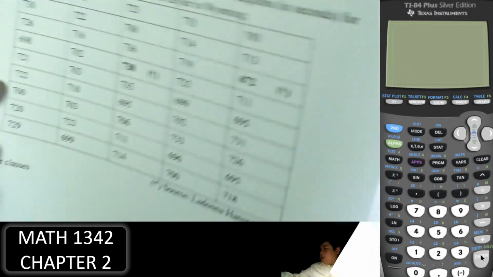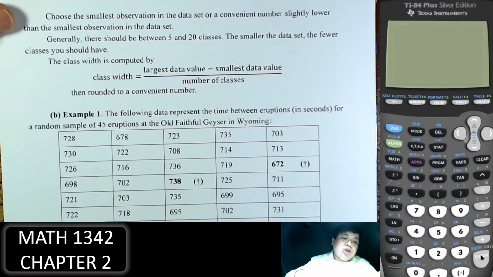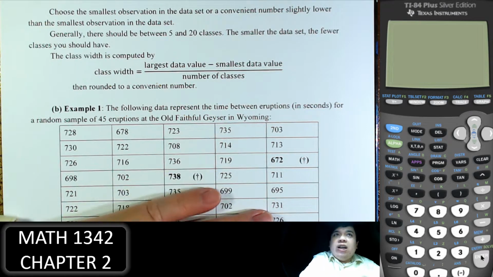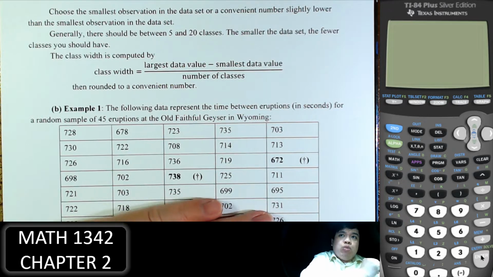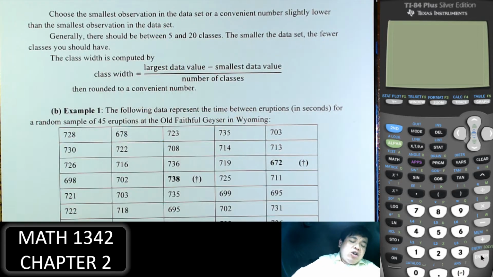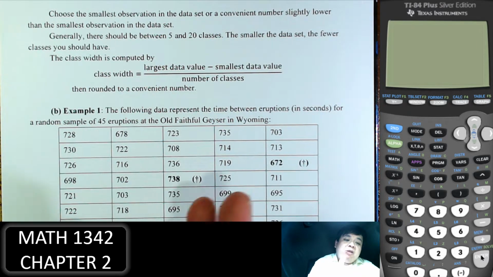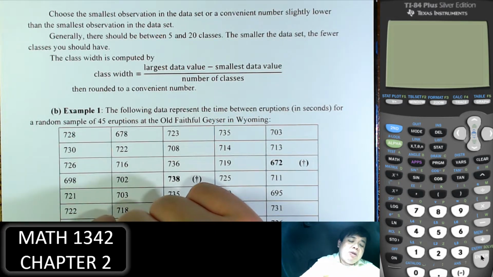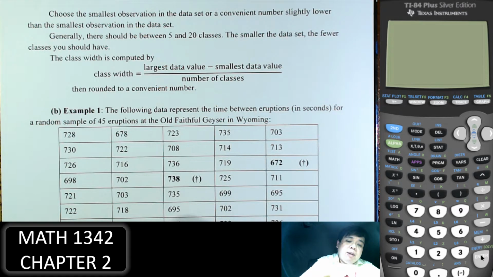Right. So here, we choose the smallest observation in the data set, or, for convenience, something slightly lower than that. So if it is 25, that would be nice. If we don't want to, we round it down a little bit. So it should be lower than the lowest and higher than the highest. And generally we should choose so that we have about 5 to 20 classes. The smaller the data set, the fewer classes we will have. And the class width is the largest minus the smallest divided by the number of classes, rounded to a convenient number.